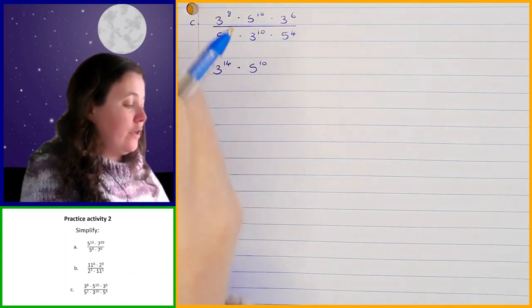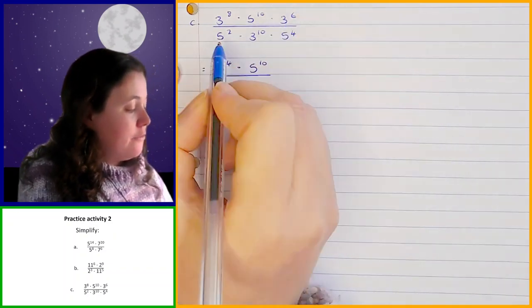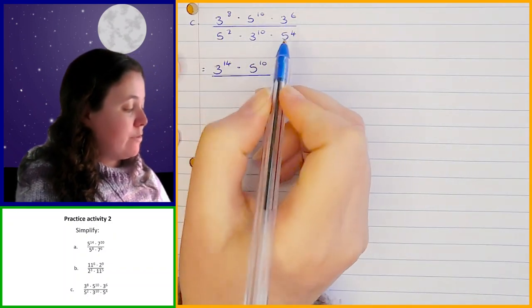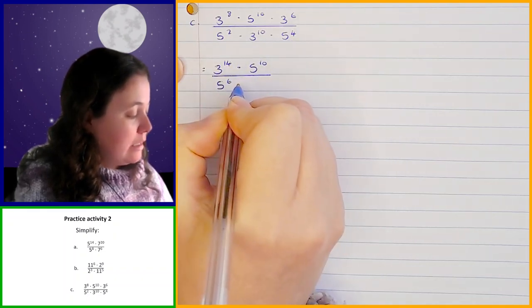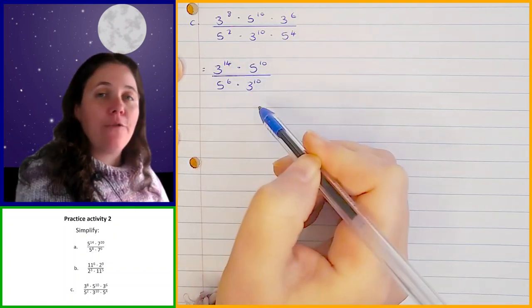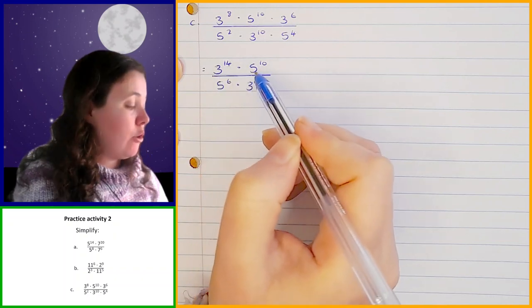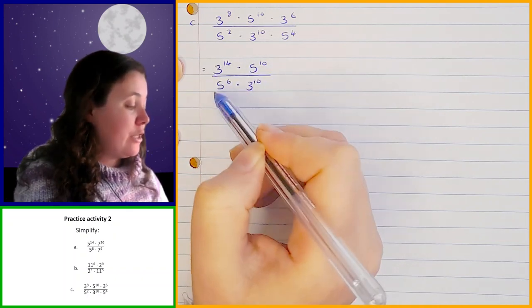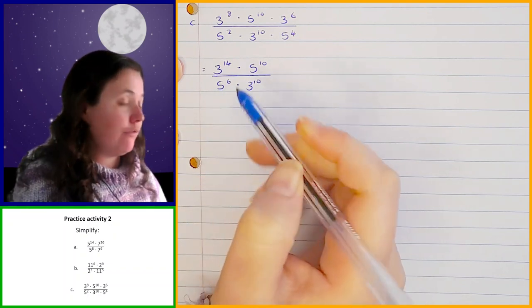And that is over 5 to the power of 2 times 5 to the power of 4 is 5 to the power of 2 plus 4, which is 6, times 3 to the power of 10. So now I have got a fraction where I only have one power with base of 3 in the numerator and one power with base of 5 in the numerator. And the denominator, I have the same thing. Also one power with a 5 as a base and one power with a 3 as a base.